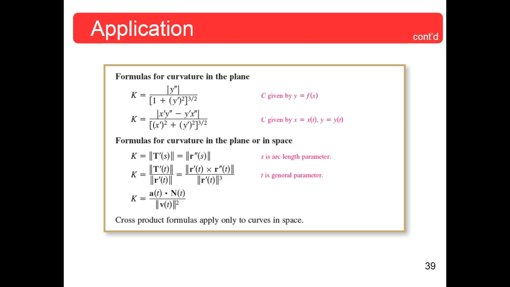But the cross product formulas apply only if it occurs in space. We don't use this rendition when we're talking about a plane curve, okay? Because a cross product in a two-dimensional vector usually doesn't give you very much, so that only applies in space. So that's the very last, I think, slide in the section.